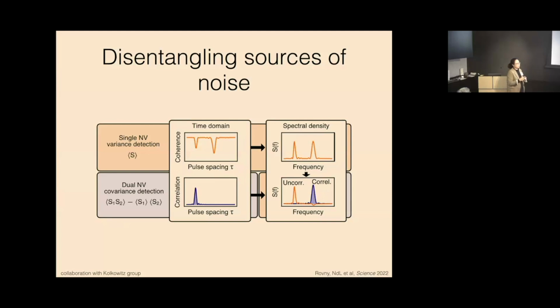So now I can do my covariance detection, and anything that's correlated between the two NV centers will pop up, but anything that's not will not. So now I can label these peaks as either coming from correlated noise or uncorrelated noise, and then do this for many different pairs of NV centers to try to figure out what these correlation length scales are.